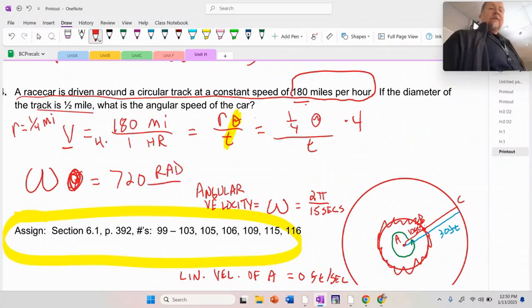720 radians per hour. Anyone ever go to one of these races? That's fun. Those are vroom, vroom, vroom.